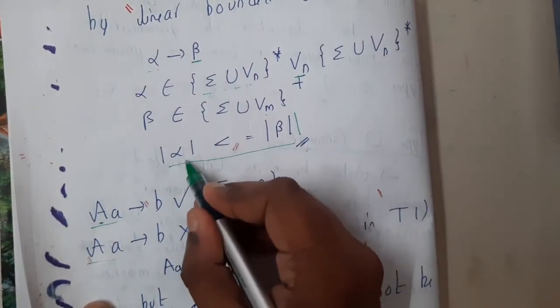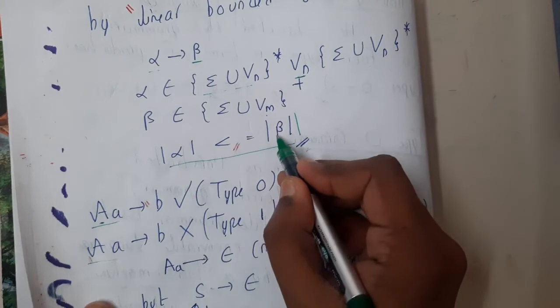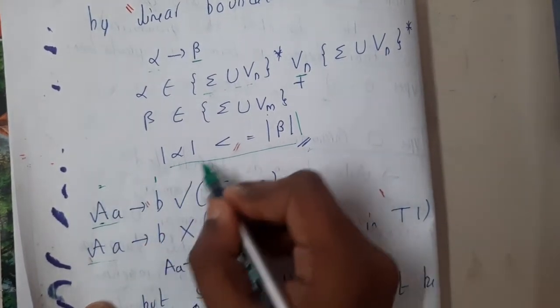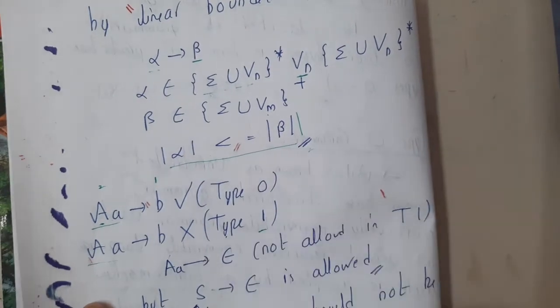Now if you observe, this is the condition we have: the left side length should be less than or equal to the right side length. Here the left length is 2 and the right length is 1, so that fails. That is the reason why it does not belong to type 1.